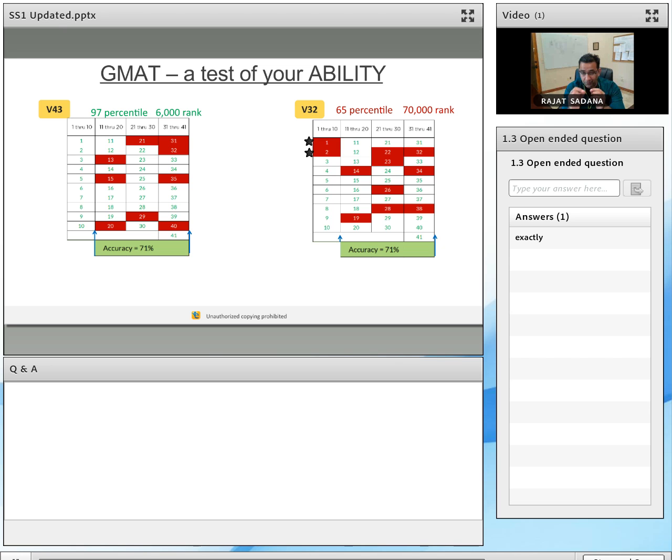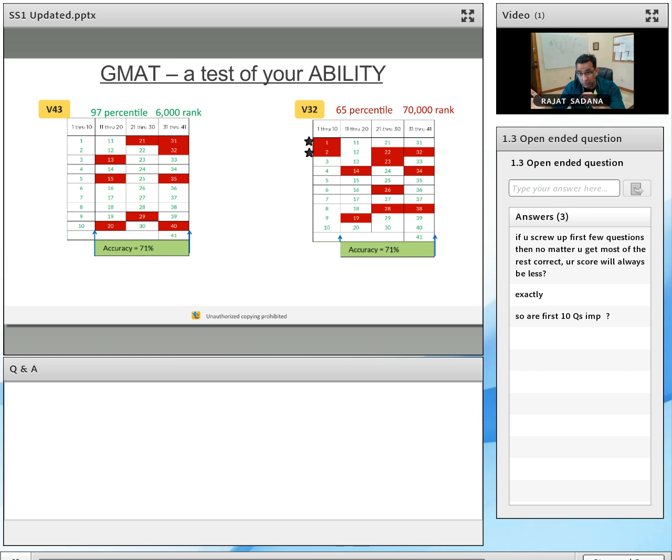Now, that goes back to my prior point. When it comes to the GMAT, it's not a test of accuracy. You can't look at accuracy on the GMAT and really say, hey, I'm doing well or I'm doing worse. GMAT is a test of ability.